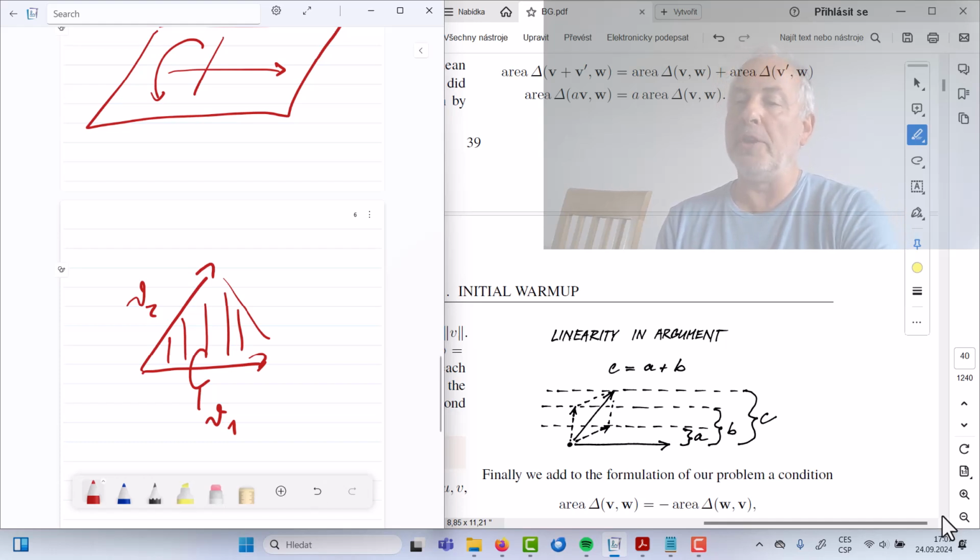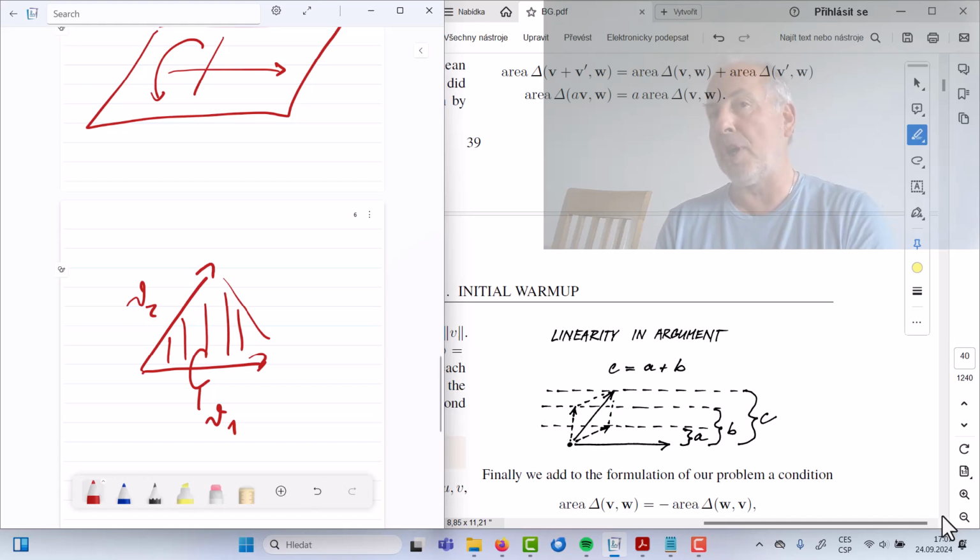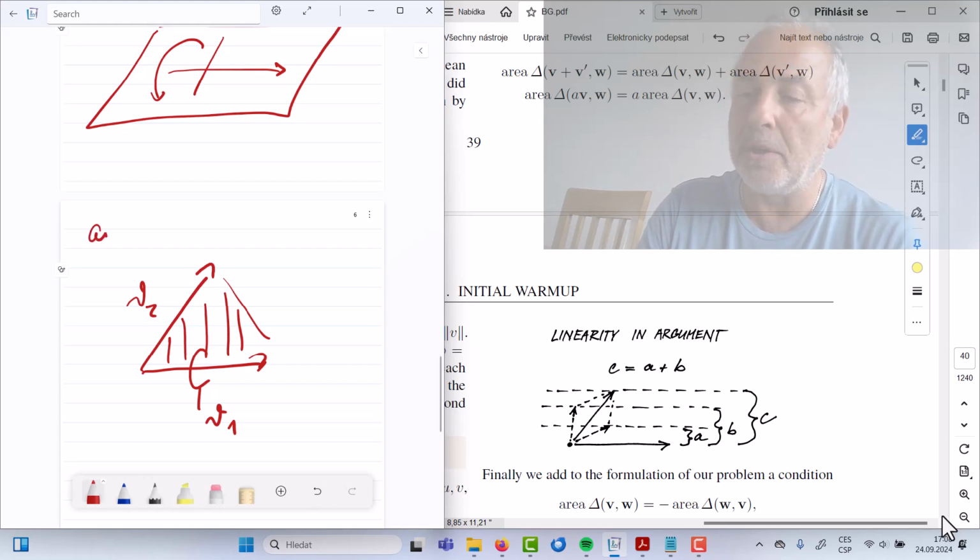And you want to distinguish it from the possibility that you view it from the other side, which would be just if v2 was the first one and v1 was the second one. And then you take the same area but with the other sign. So the area would be equipped with a sign. But then it's a linear thing in both of the arguments, which has the property that if you swap the arguments, you change the sign.